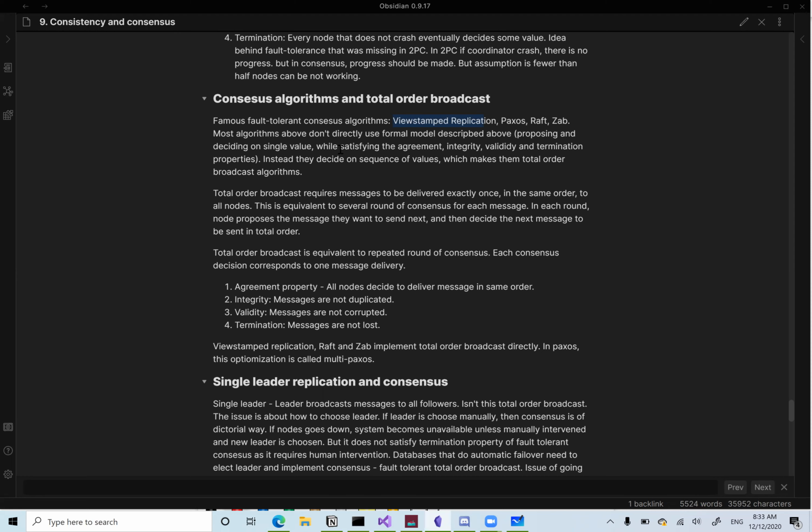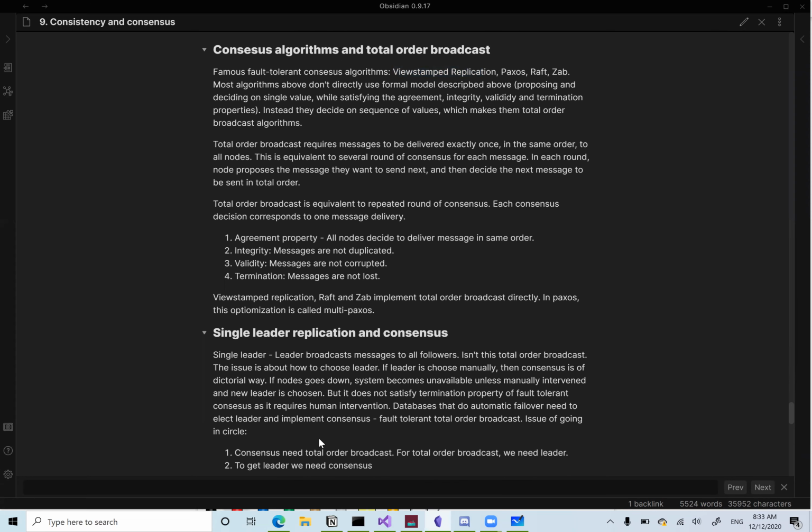Total order broadcast is also similar to consensus in the sense that if there are multiple messages in the log, and you do a consensus on each of those messages, then you can replicate those sets of logs among all the nodes, right? But there is one, okay, that topic will come later.